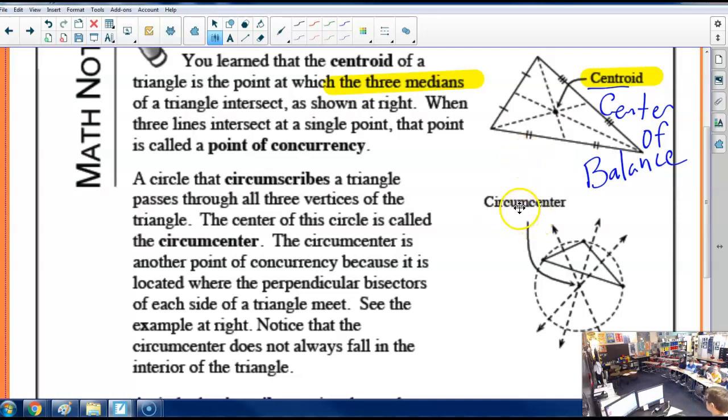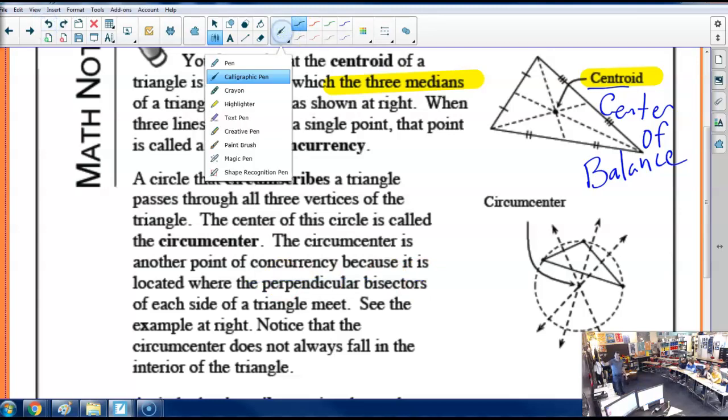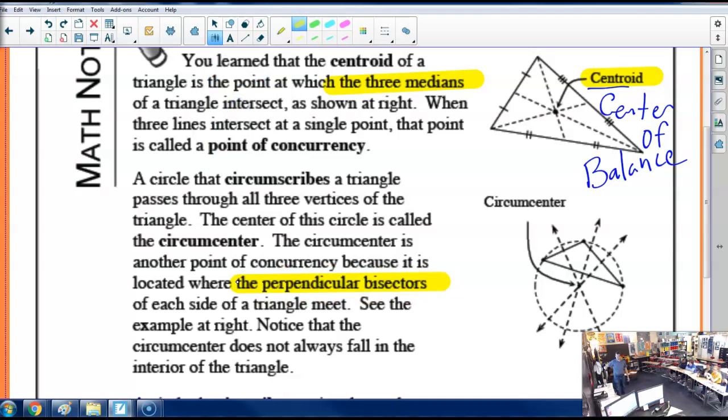So the circumcenter, no wait, read up here, what lines do we connect for the circumcenter? There's five sets. Oh, that's my blue pen. Perpendicular bisectors of each side of a triangle. The perpendicular bisectors. So the circumcenter will end up with your circle around the triangle using all of the vertices on the circle. It might be in your triangle, but a lot of times it's outside your triangle. That is the circumcenter.